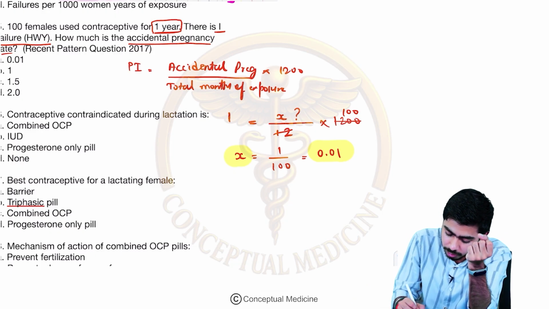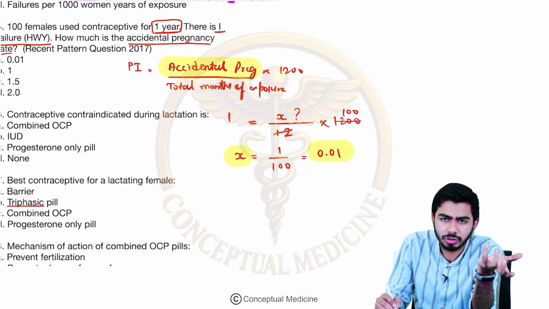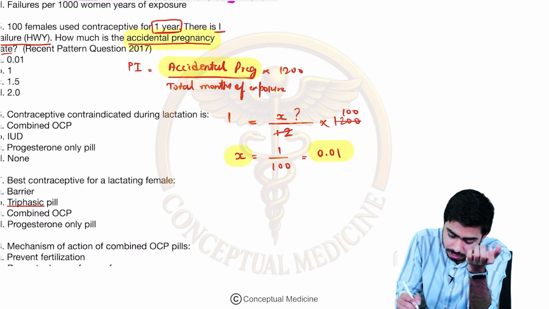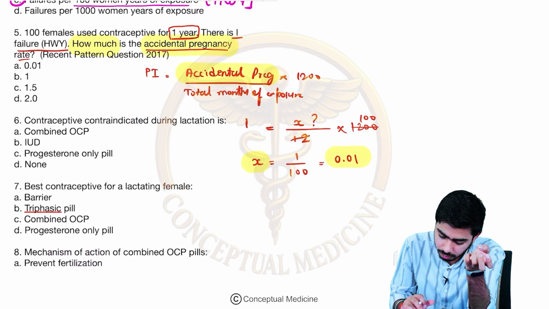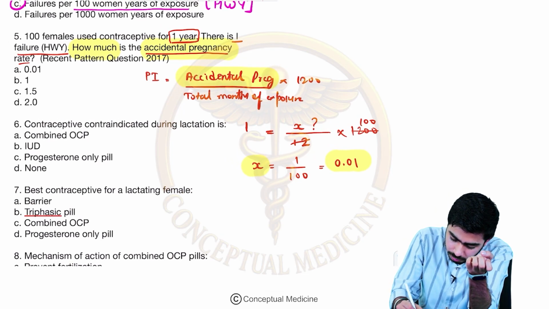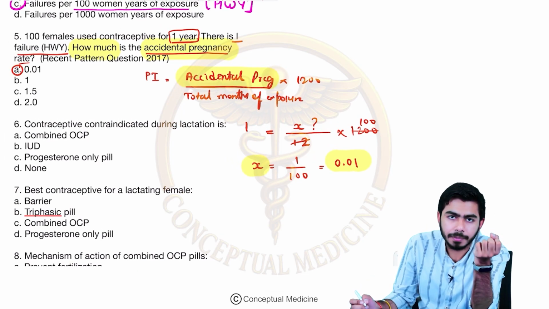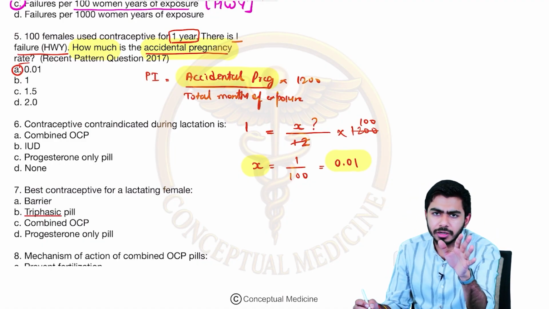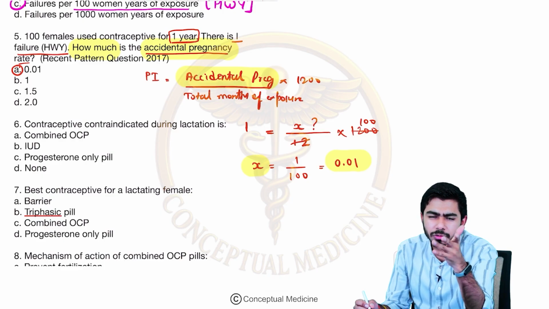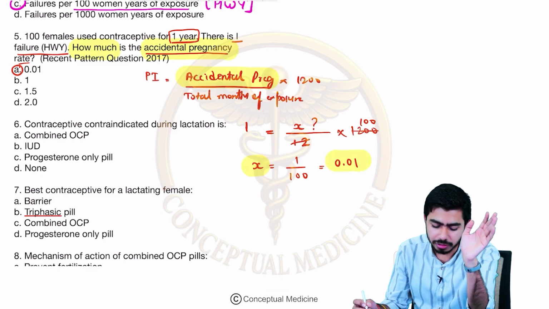X means, I told you, the accidental pregnancies. So they wanted to ask us the accidental pregnancies, right? How much is the accidental pregnancy? So 0.01 should be the accidental pregnancies over here. Our answer becomes 0.01. Understood? That's how you shall apply this formula in the Pearl index, right? Once you solve 2 or 3 questions on your own, you will be perfect in this one.